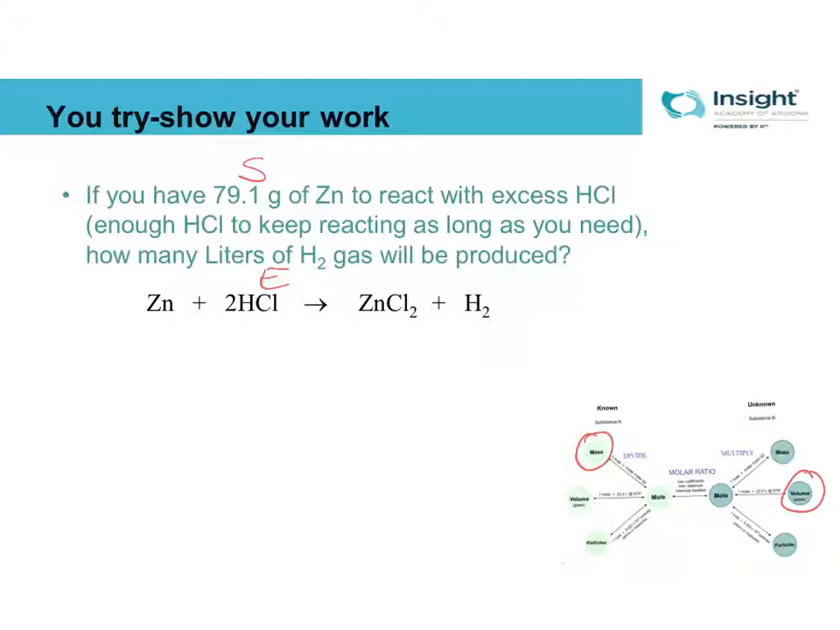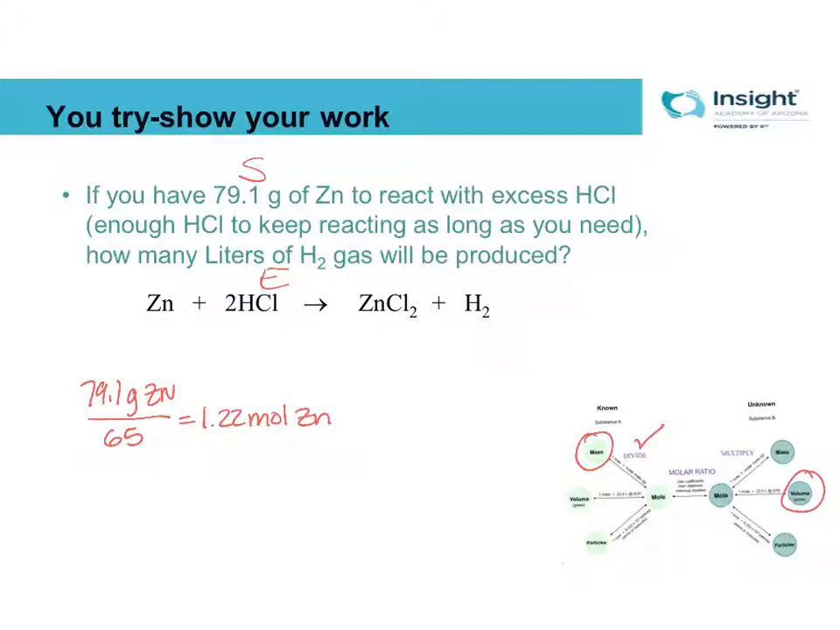So our first step is to take that 79.1 grams of zinc and divide by the molar mass of zinc, which, looking this up on a periodic table, is 65. And just round those to whole numbers. So 79.1 divided by 65 is 1.22 moles of zinc. So first step done.